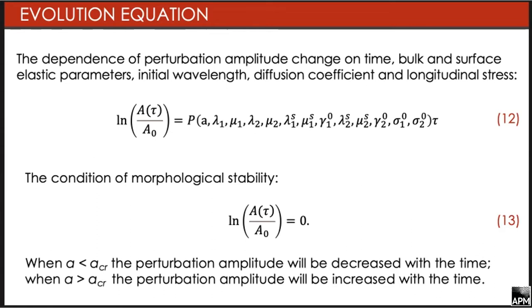And the condition of morphological stability can be written as a certain inequality. When the perturbation wavelength is less than a critical value, the perturbation amplitude will decrease with time. Else, the perturbation amplitude will increase with time.